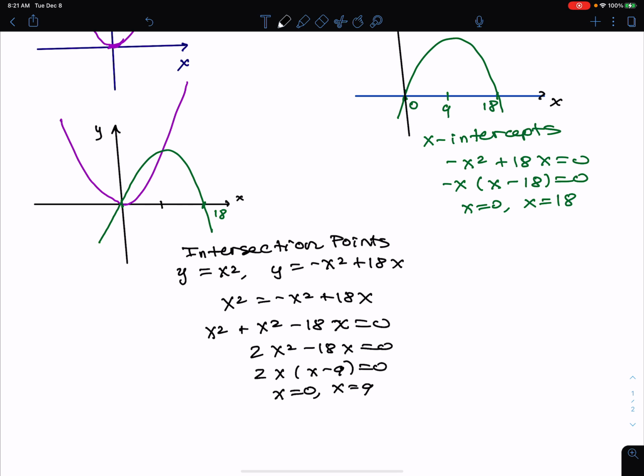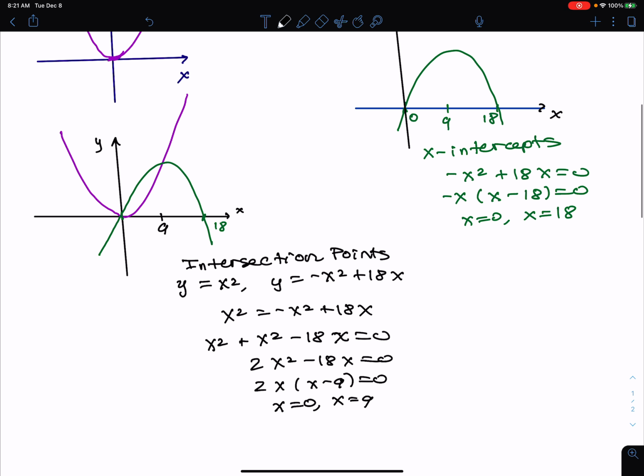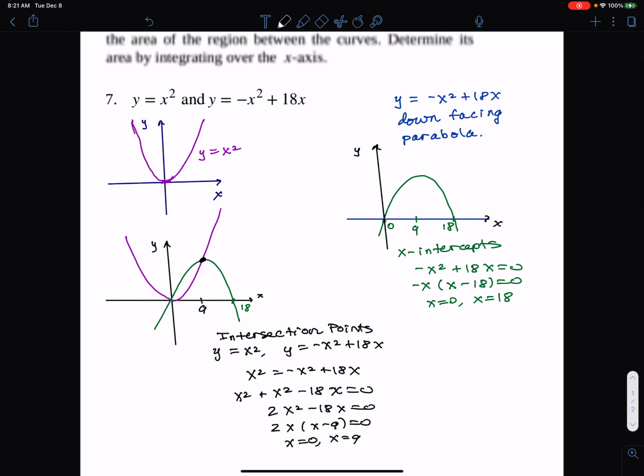And so, in fact, they intersect right at the vertex of our downward-facing parabola. Now, do you want to find the y-coordinate? Might be fun, but we don't really need to. It's easy actually, because if you put in x is 9 for y equals x squared, you get 9 squared is 81.